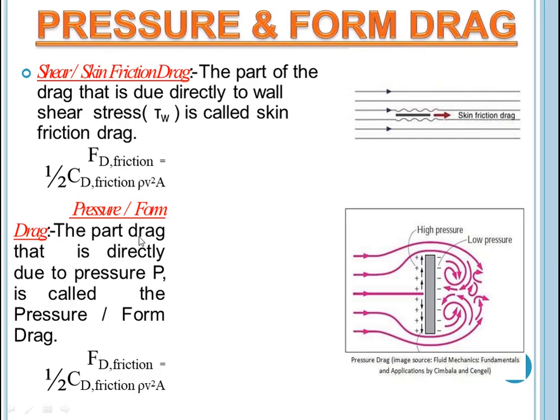The part of the drag that is directly due to pressure P is called the pressure or form drag, which is denoted by Fd. Here it should be pressure, not friction. Fd pressure is equal to 1/2 into Cd pressure into rho v square A. Please note that here it should be replaced by pressure. This is not friction.